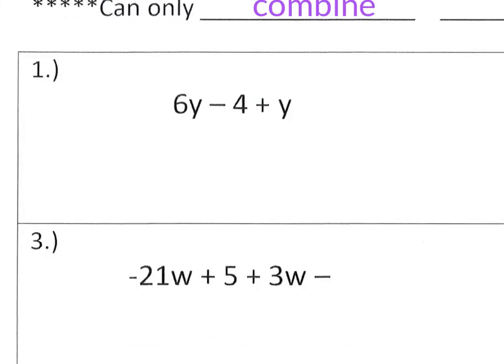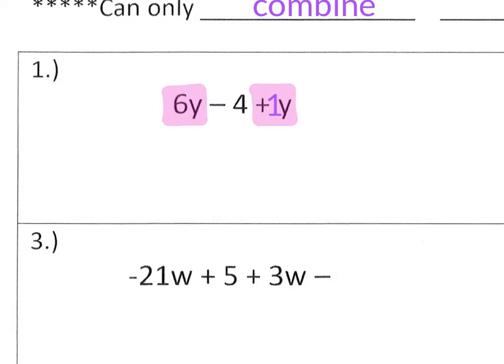Okay, so question number 1. So the question is, what are our like terms? Well, I see a variable, and remember, when we're combining like terms, I'm always thinking of that standard form as well. So I'm looking for a highest exponent or making sure that my variables come before my constant. So when I look at my terms here, I have a 6y, -4, and a positive y. The y's are like terms.